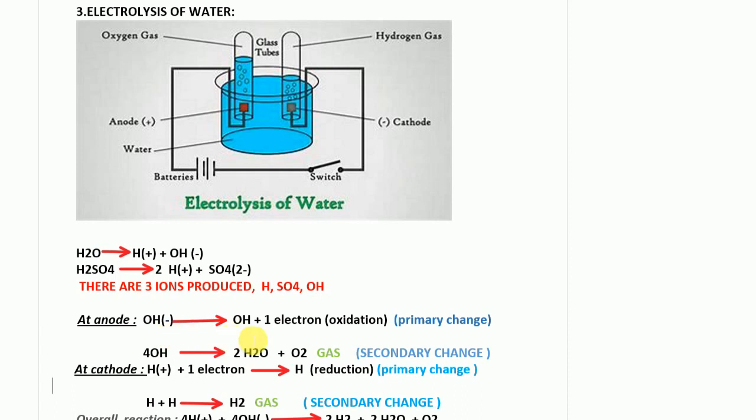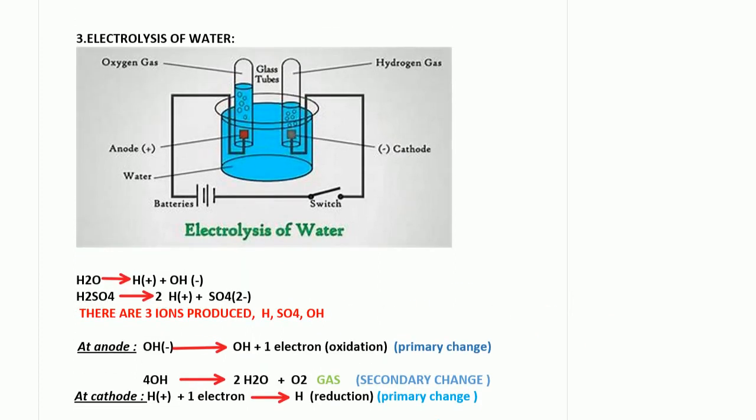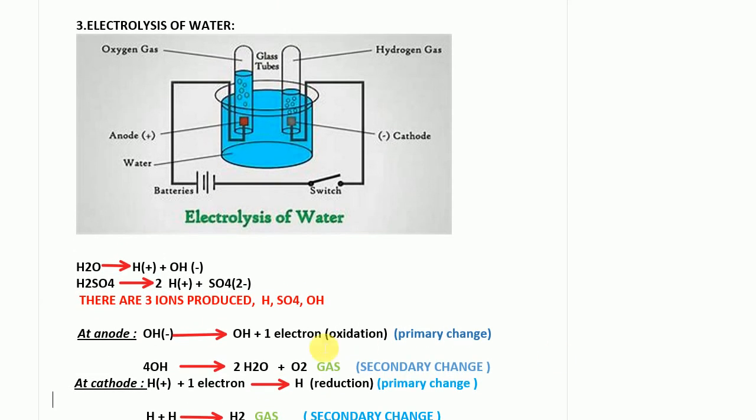Therefore OH minus will first lose its 1 electron, and the process in which there is a loss of electron is known as oxidation. Now this OH has become stable. After this OH becomes stable, it will again form 2H2O and O2 gas. See, this gas will be formed over here, oxygen gas. This change, which takes place after the initial primary change, is known as the secondary change.